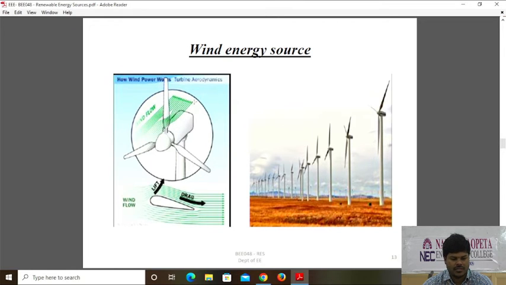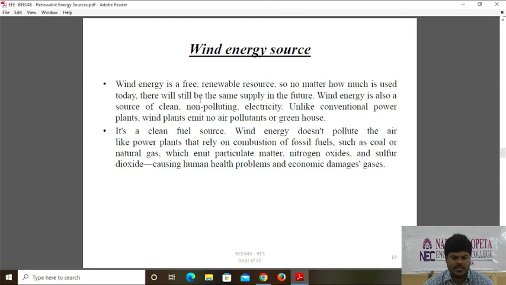See this diagram. The wind energy is harvested by using windmills. After rotating these wheels, it is connected to the turbine. The turbine is connected to the generator, so that it is going to generate the power. The power generation from wind energy is not DC. We can generate it in the form of AC because this turbine is connected to the AC generator, right? So wind energy is a free renewable source.